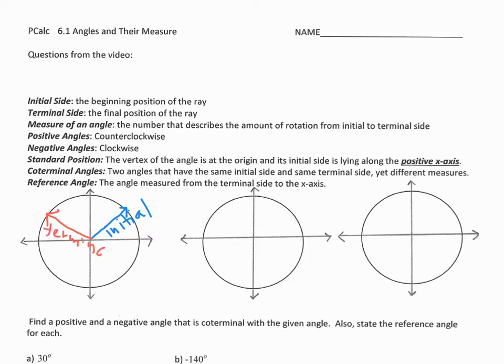Alright, so now I can kind of see the angle in there. So it starts with the blue initial ray, ends on the red terminal ray. Okay, and then the measure of the angle is the number that describes the amount of rotation from initial to terminal. So if I want the measure of the angle, I'd be talking about that opening right there. So I could take out my protractor and actually measure it. And we usually call it theta. So I'll go ahead and put a theta in there.